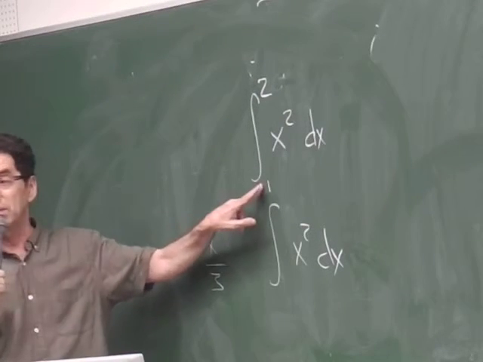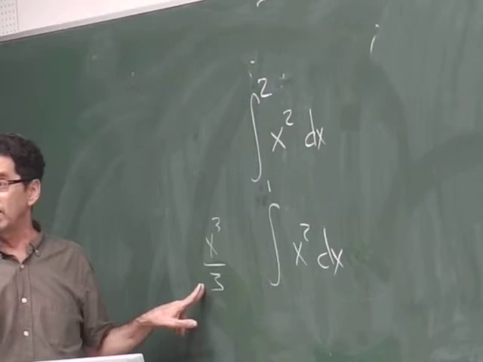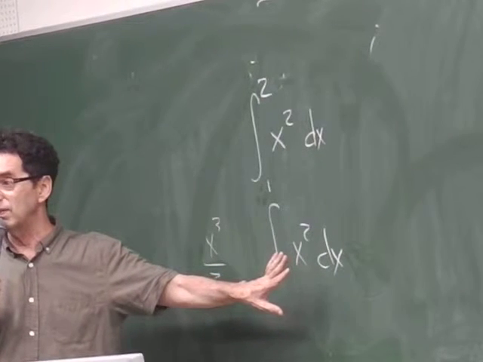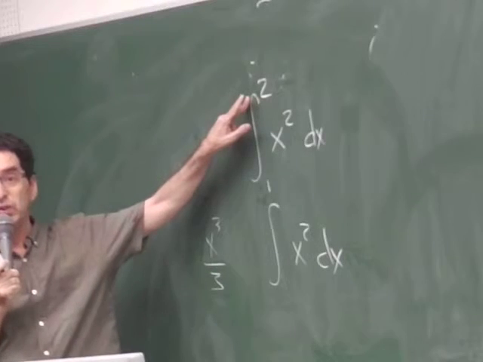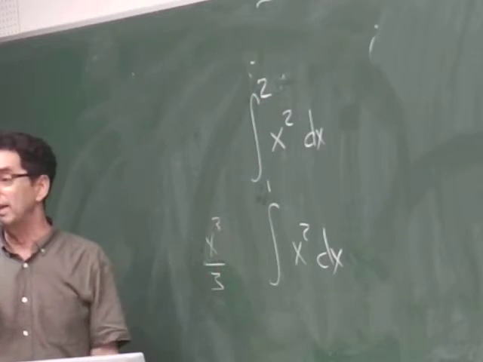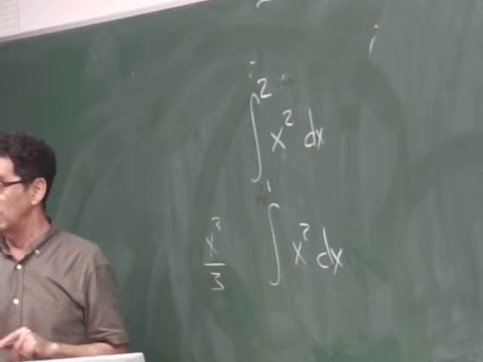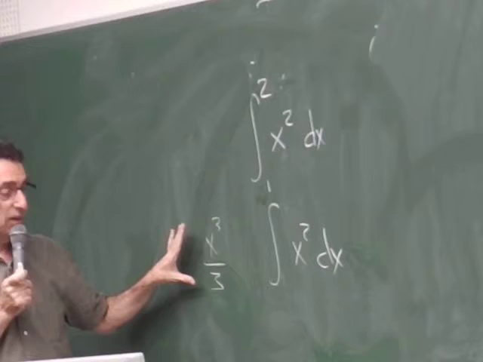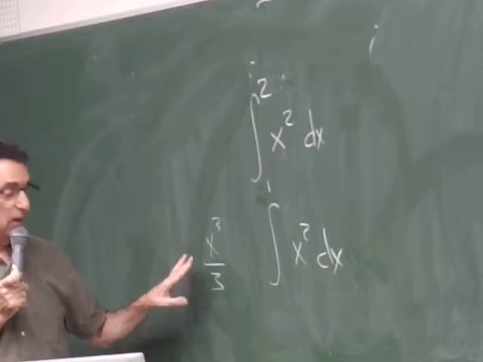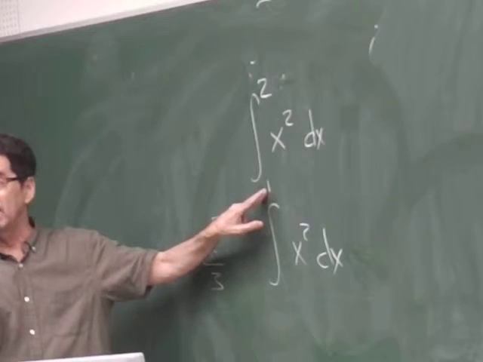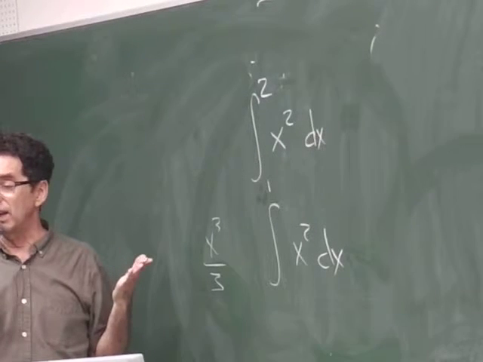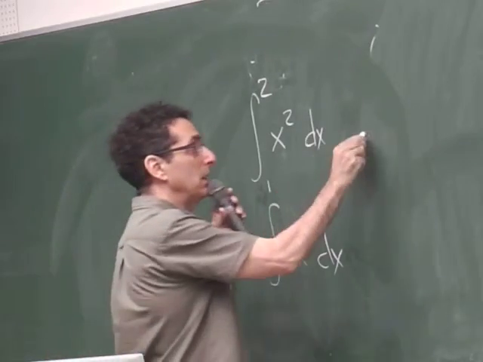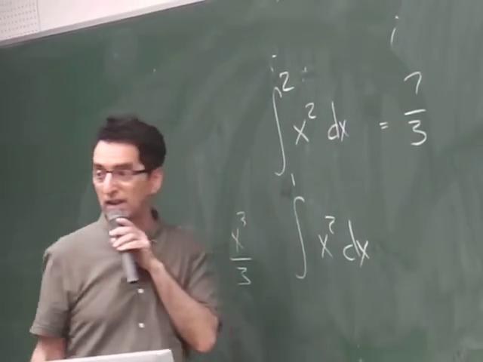And if you put 1 in, what do you get? 1 over 3. So all you do is you calculate the antiderivative of this, then you put in 2, and you put in 1, and you subtract the difference. You subtract the 2. So again, what do I get when I put in 2 into the antiderivative? 8 over 3. What do I get when I put in 1? 1 over 3. What's the difference between 8 over 3 and 1 over 3? 7 over 3. This is going to be 7 over 3.